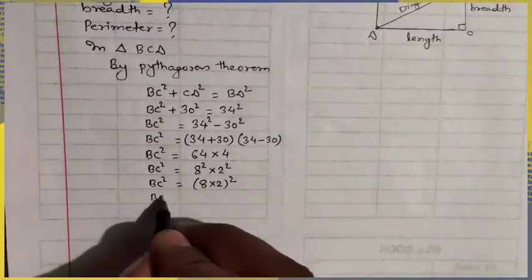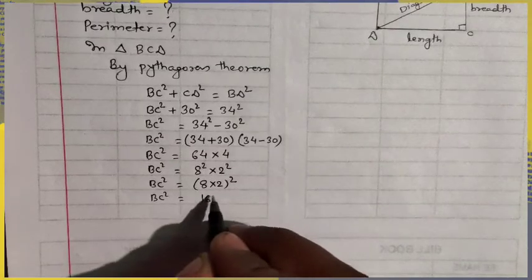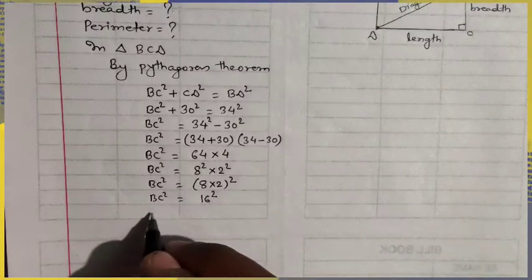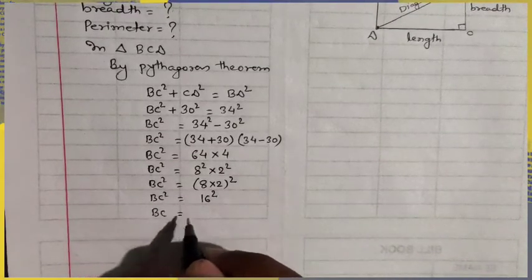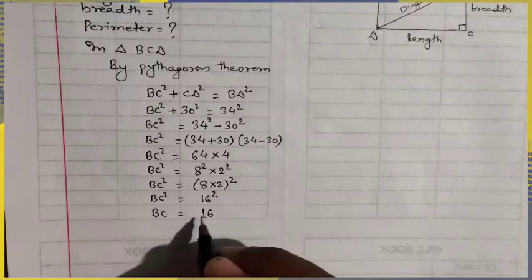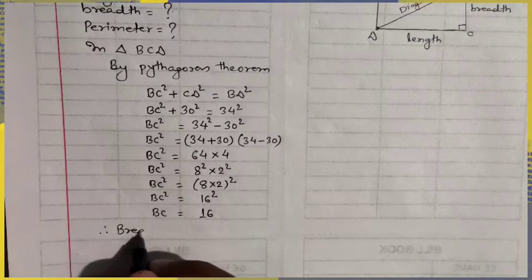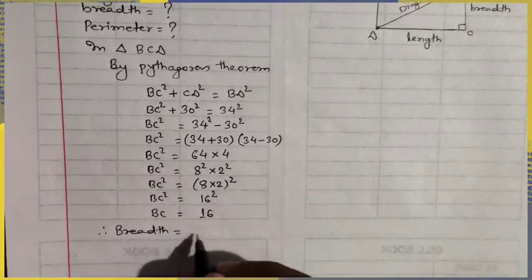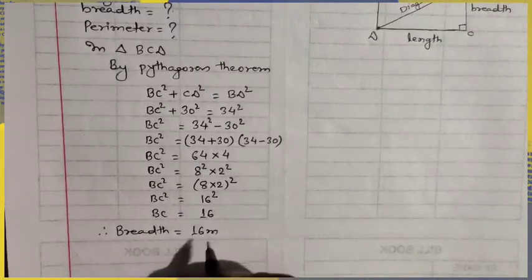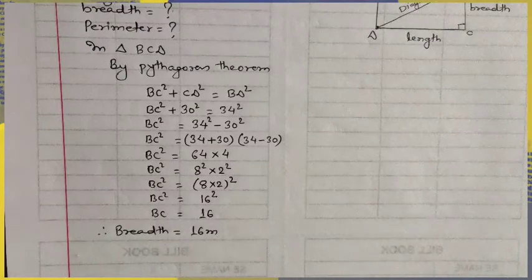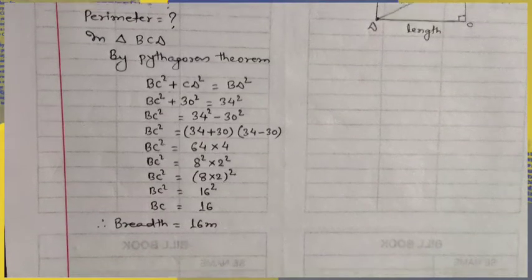Now BC square is equal to 8 into 2, that is 16 square. The square will be removed, and the value of BC we will get is 16. It means that the breadth of this rectangle is 16 meter. Now one more thing, the question has asked to calculate the perimeter.